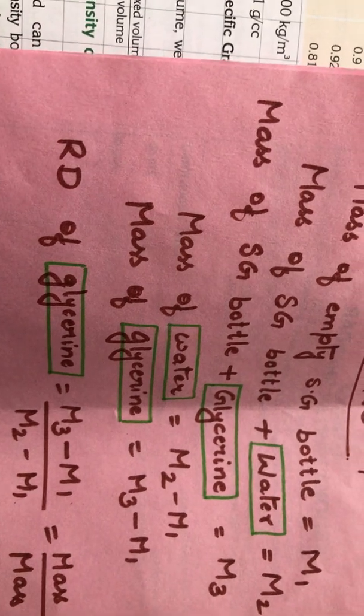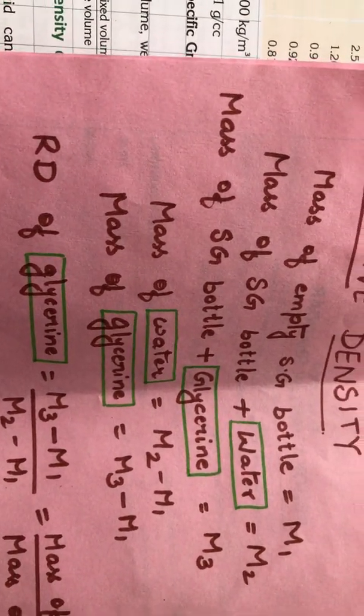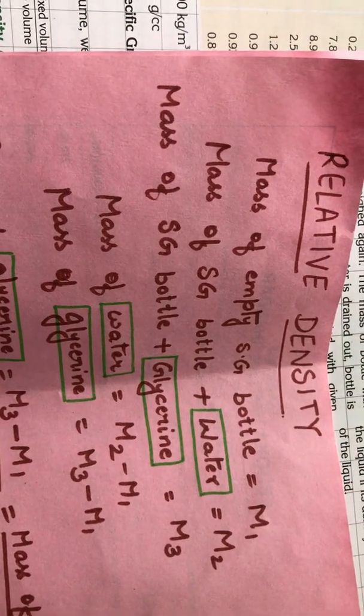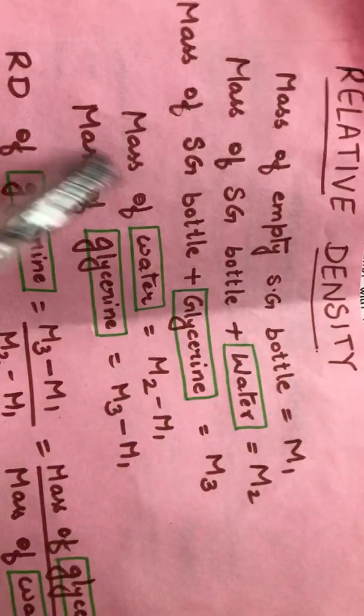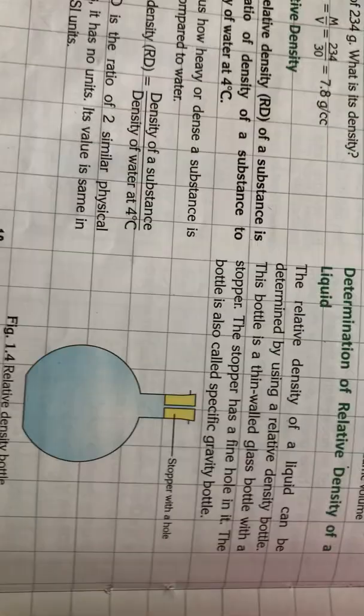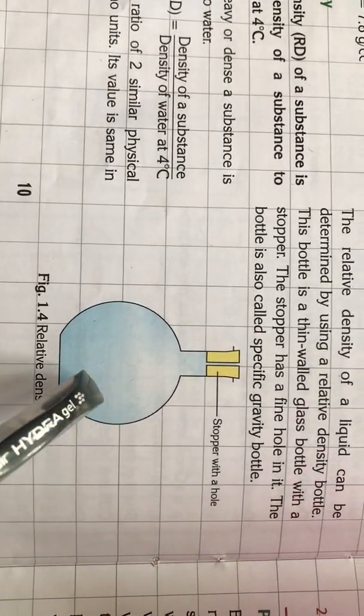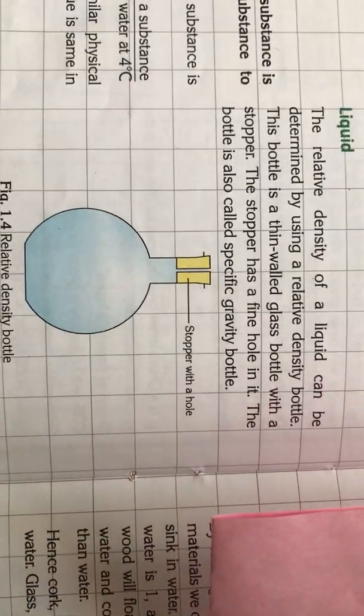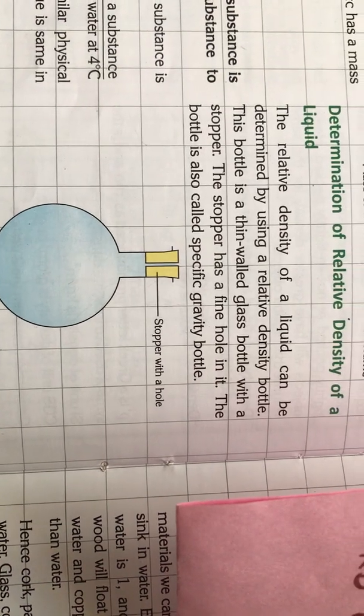Here we have taken the example of glycerine. Similarly, we can find the relative density of paraffin wax, kerosene oil, or any other substance by this method with the help of this bottle. Okay students, this is all about relative density.